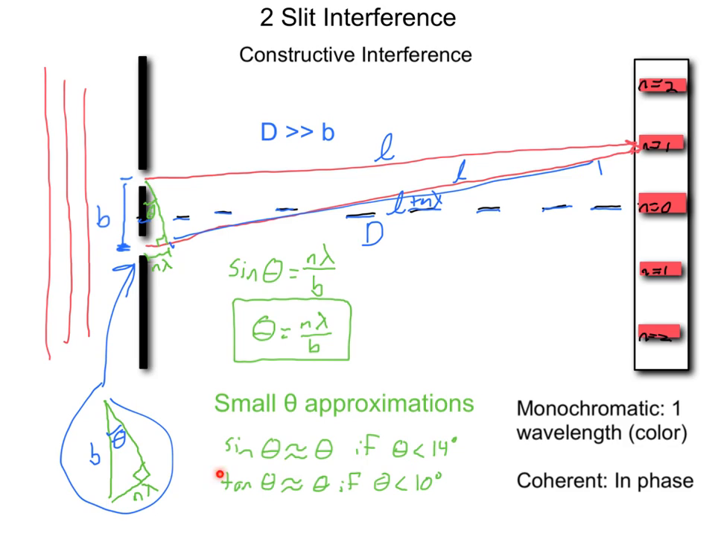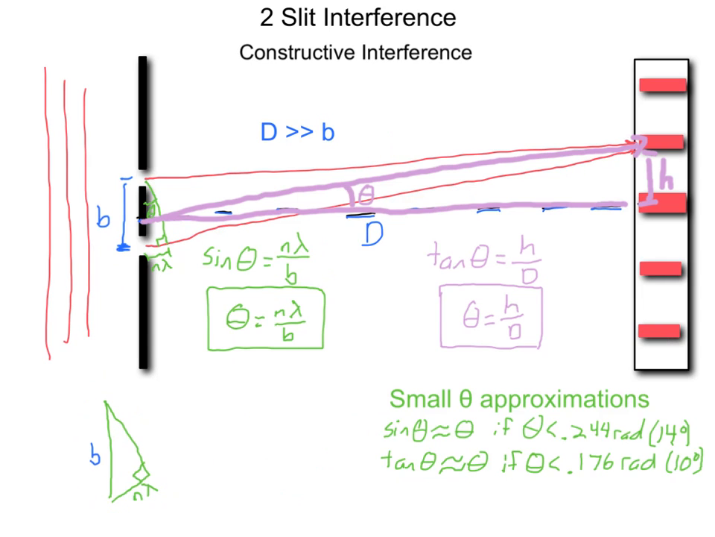And we're actually going to have to go with the tangent, because we're going to use tangent here on the next slide. So you need to make sure that your angles are all less than 10 degrees, and I'll translate that into radians here in a moment. All right, so I went ahead and translated this into radians for you. We're talking 0.244 radians is about 14 degrees, and 0.176 radians is about 10 degrees. So make sure your angles are less, because we're going to use tangent here also.